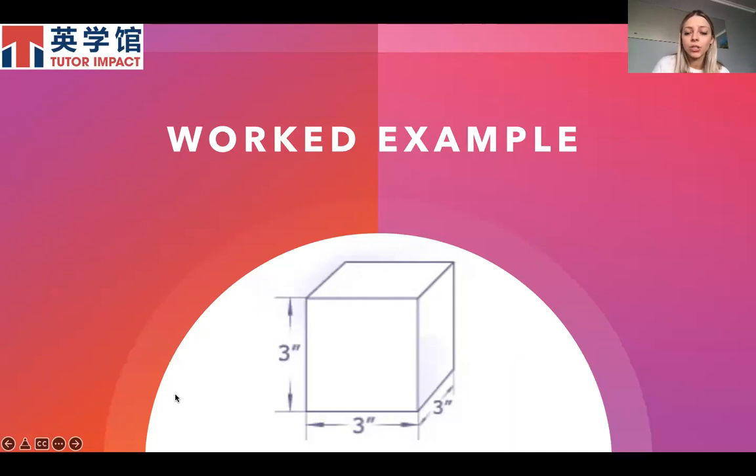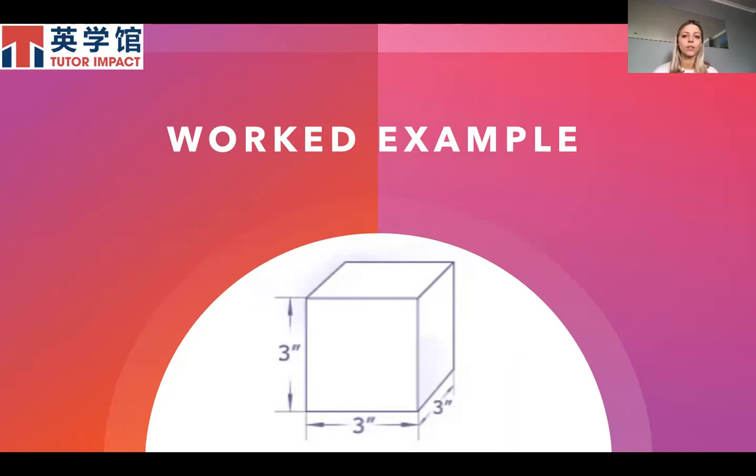So what I would like you to do is, looking at the formulas we just looked at, work out the surface area to volume ratio of this cube. I'm going to give you a couple of minutes to figure this out.